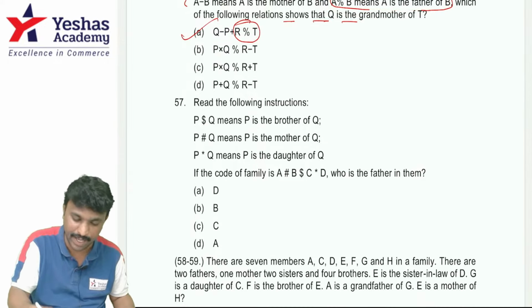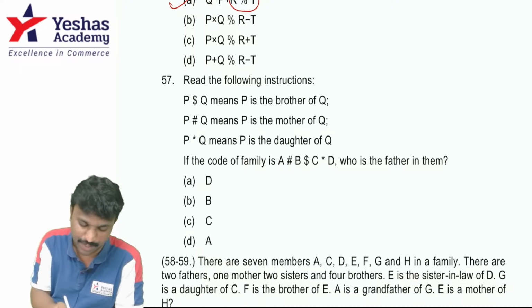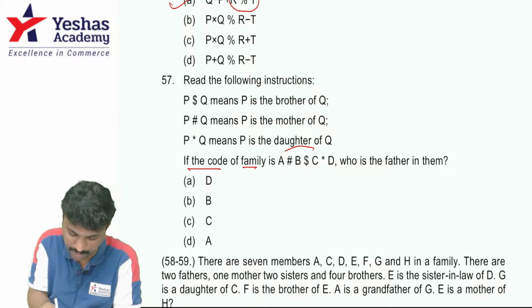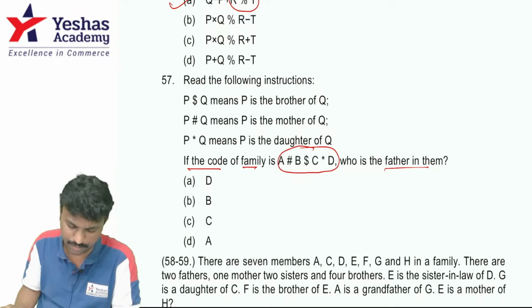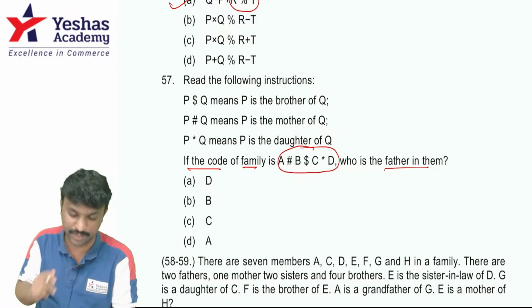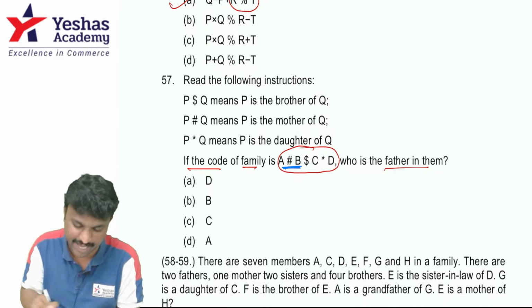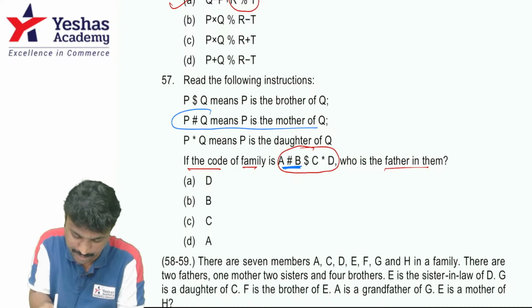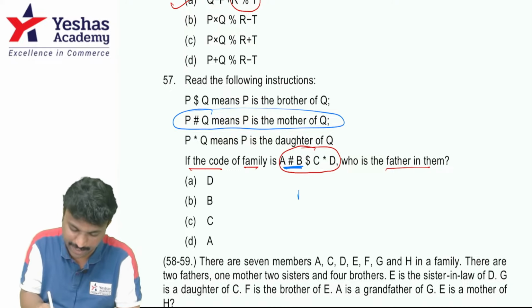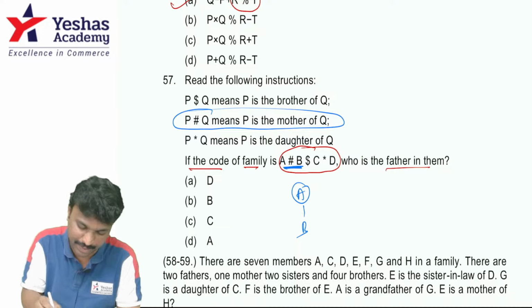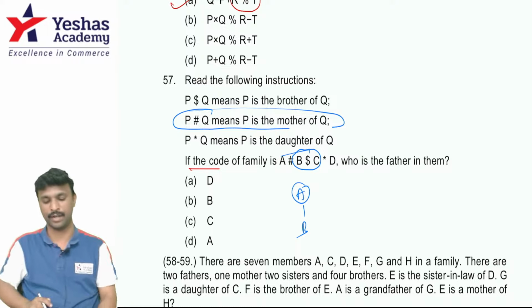Once again, the same variety. Relationships are defined using special symbols. So in the code of family, who is the father in them? Okay, so let's take the first two persons, A hash B. That means this statement I have to refer to. P hash Q means P is the mother of Q. That means A is the mother of B. First two persons I have taken. A is the mother of B. I got to know. Now B dollar C.